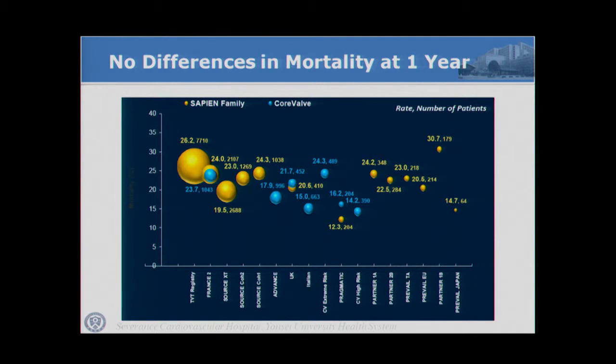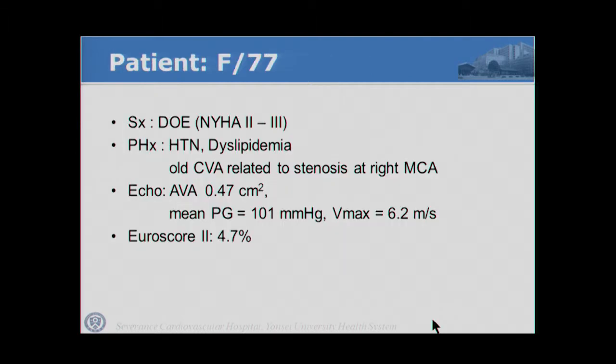However, there is no significant difference in terms of mortality across the registries and randomized trials. So the hard endpoint is similar between the two different systems. So we have to focus on this patient.